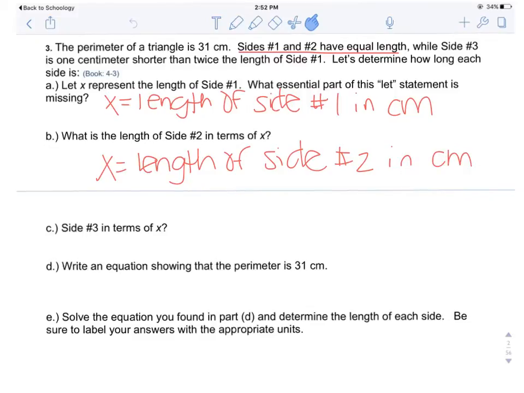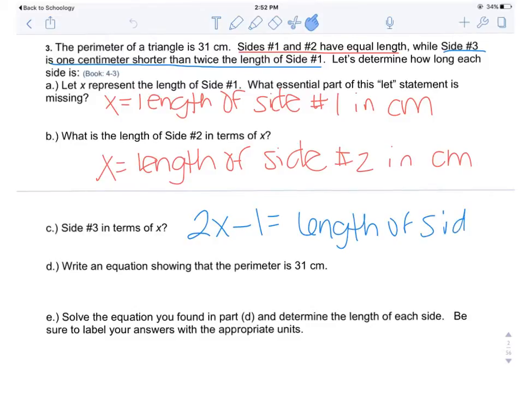Part C, we want to find side number 3 in terms of x. If we go back to the problem, it says that side 3 is 1 centimeter shorter than twice the length of side 1. So we need to take side 1 and take twice that, so we're going to say 2 times x, and then minus 1 centimeter, and that is going to be the length of side number 3. And we're getting that information by looking at the problem and reading that. So side 3 is 1 centimeter shorter than twice the length of side 1.